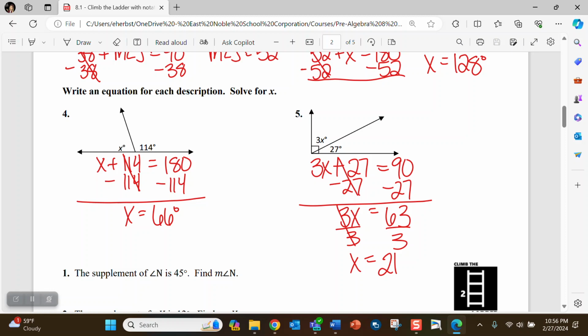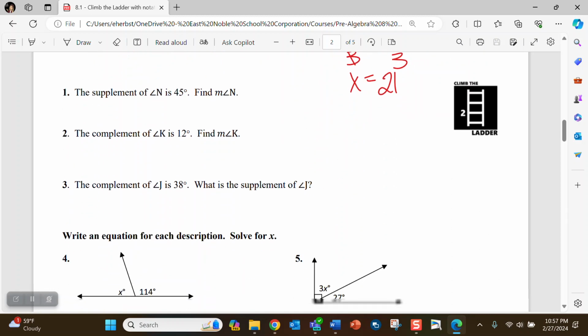In number 5, these two angles are complementary, so 3x plus 27 equals 90. Subtracting 27 from both sides, we get 3x equals 63. Dividing both sides by 3, we get that x equals 21. We were not asked to plug that back in, just to solve for x on 4 and 5.